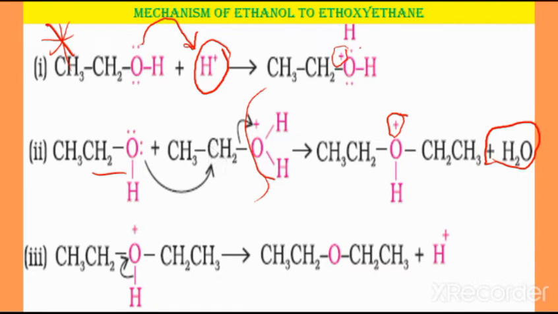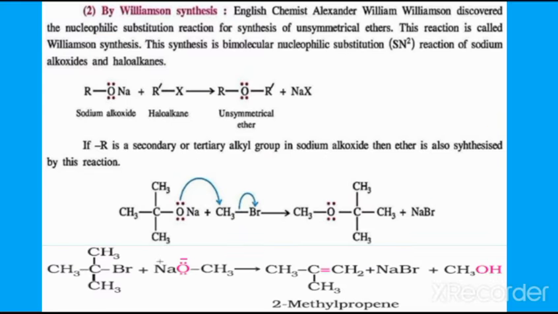And the last step is deprotonation. In this case the bond between the oxygen and the hydrogen moves towards oxygen, so the H plus is removed, and ethoxyethane is obtained. So this is the 3-step mechanism. First step is protonation, second step is the propagation, and third step is the deprotonation. So this is the mechanism of conversion of ethanol to ethoxyethane.